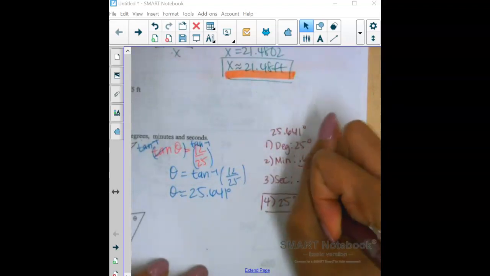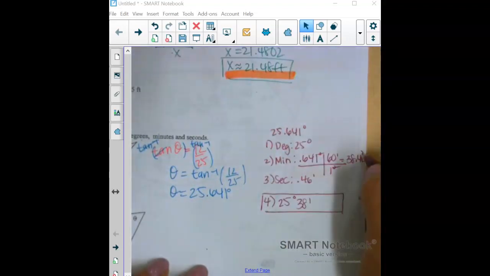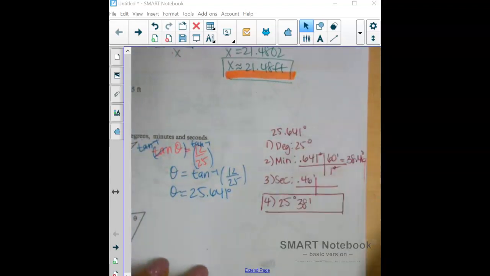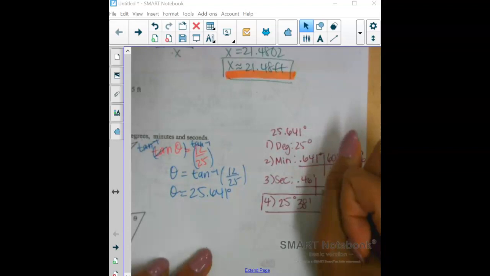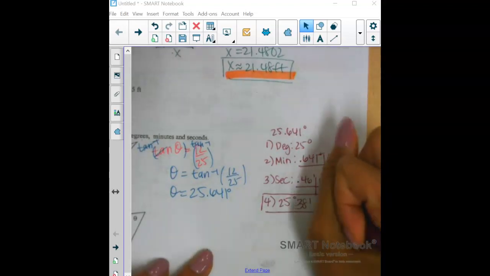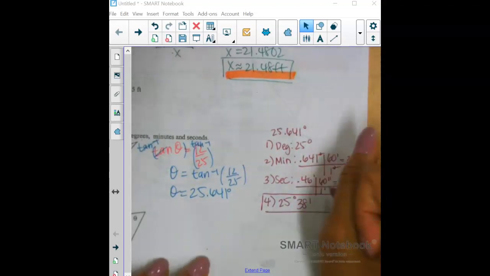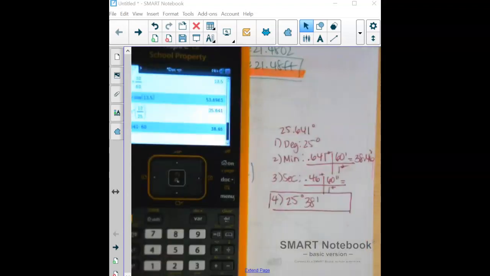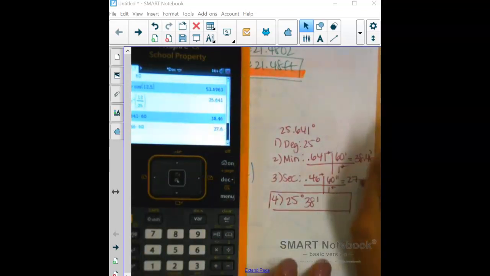So we're going to take that 0.46 minutes. Remember, this is minutes, that's an apostrophe. And we're going to convert this into seconds. In order to convert this into seconds, we're going to use 1 minute is equal to 60 seconds. And we're going to use our calculator. Don't forget to cancel your units. 0.46 times 60 is going to give me 27.6 seconds.